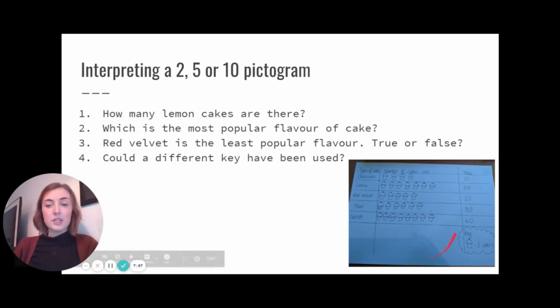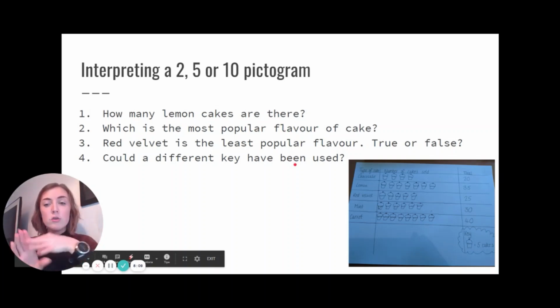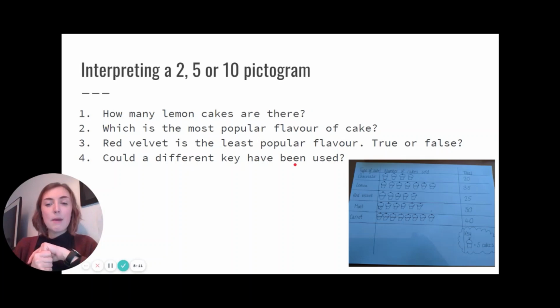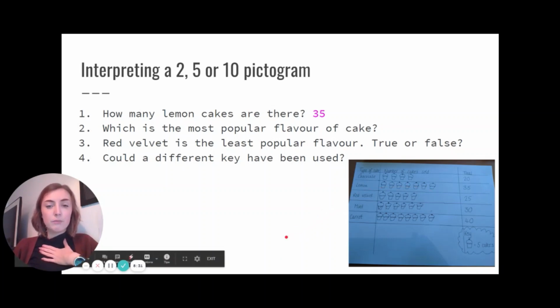Let's answer some questions about my pictogram. So have yours in front of you, or you can look at mine on the screen if you think that yours wasn't quite right. The first question says, how many lemon cakes are there? So look at yours or look at mine, pause and work out how many lemon cakes were sold. Hopefully you looked down the type of cake, you found lemon and you used your key. So my key was counting in 5. So I counted 5, 10, 15, 20, 25, 30, 35. There were 35 lemon cakes sold.